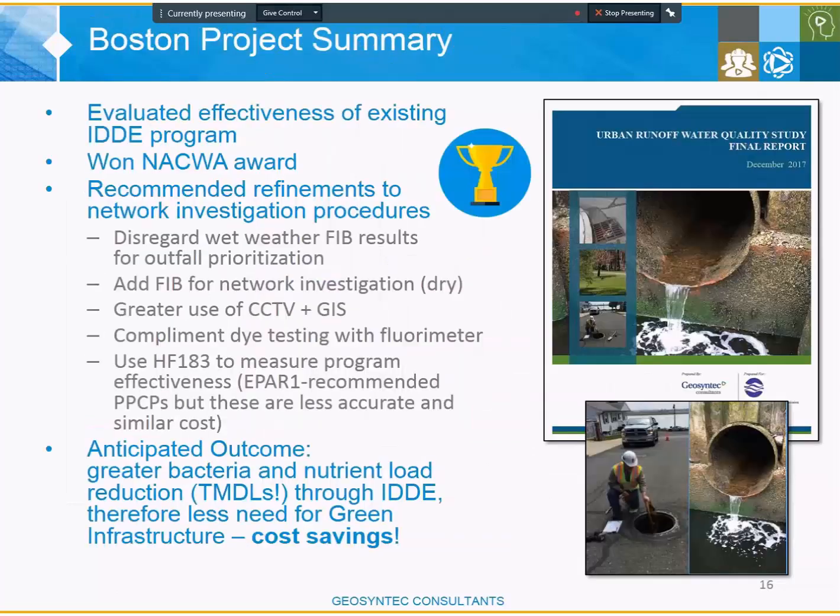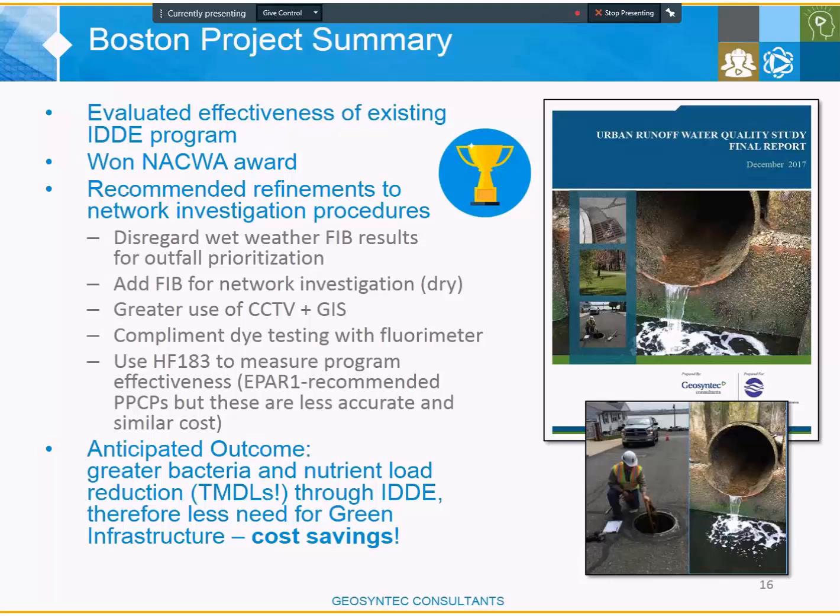So as a summary of this project, we evaluated the effectiveness of their existing program. It actually just won an award from the National Association of Clean Water Agencies. So that was nice recognition. We recommended refinements to their network investigation procedures. For time reasons, I won't go into details here, but you can follow up with me if you want more details on that. And as a result, it sounds like that's bad news. You're discharging more human waste than you thought. You had been implementing an IDDE program for 15 years or more, and there's still human waste present.